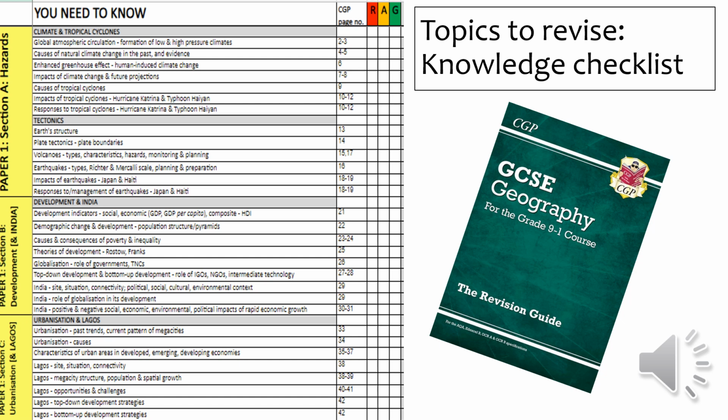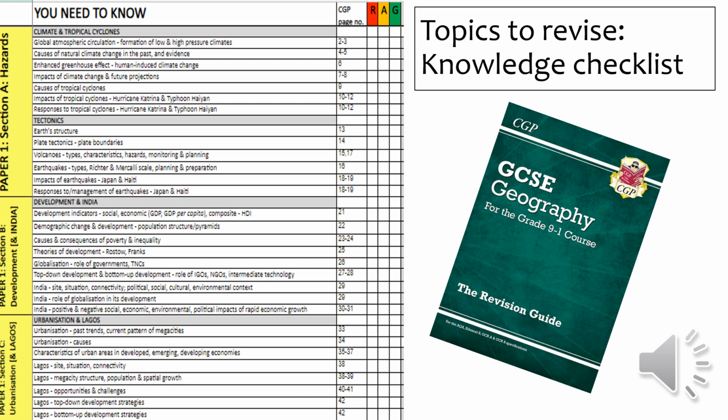So first of all, on here you can see a topic checklist. These are all the topics that will be tested at some point within the exam. Not all of them will necessarily come up, but it's important that you red, amber and green your ability against each of those. And you can see it also tells you which page to find that content on in the green revision guide.